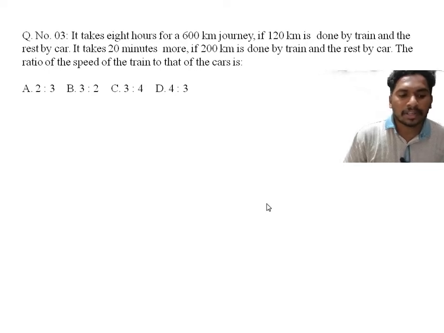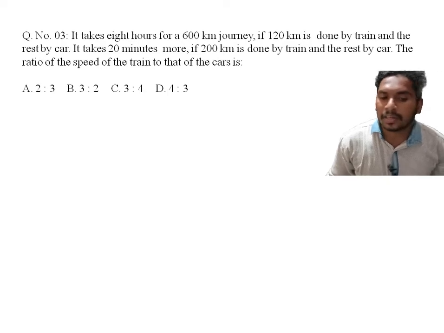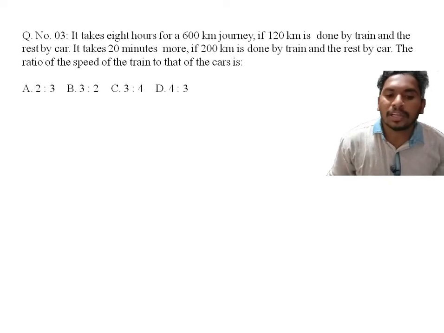Next, question number 3. In question number 3, it takes 8 hours for a 600 kilometers journey. If 120 kilometers is done by train and the rest by car, it takes 20 minutes more. If 200 kilometers is done by train and the rest by car, the ratio of the speeds of the train and that of the car is?